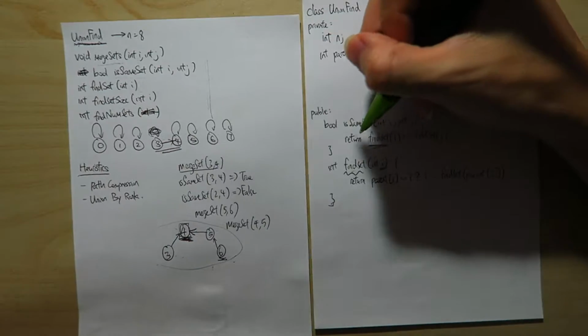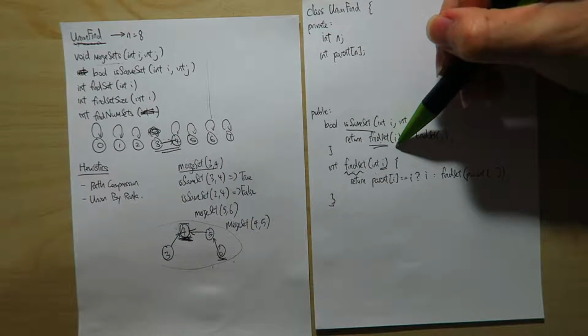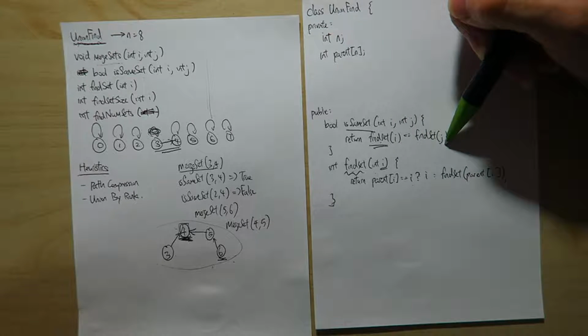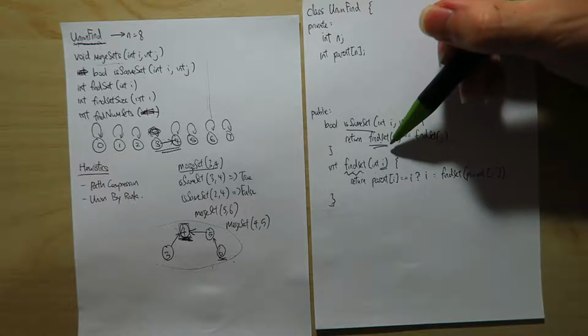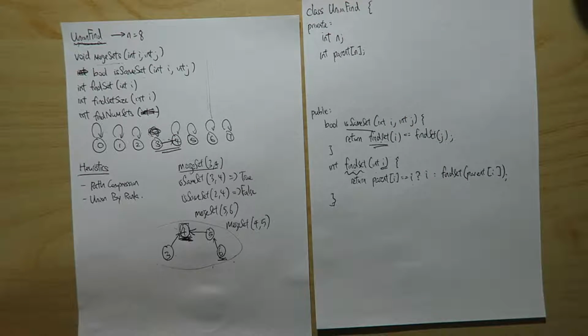And so if we go back to is same set, what it's really doing is trying to find out whether the parent of the set containing i is equal to the parent of the set containing j. Because if the parent of the set of both elements are the same, then obviously the two elements are in the same set, right?